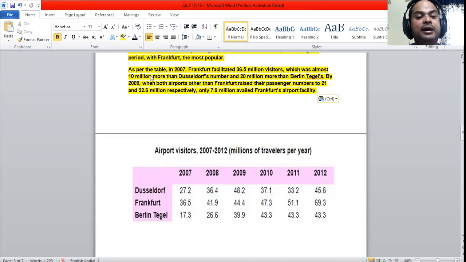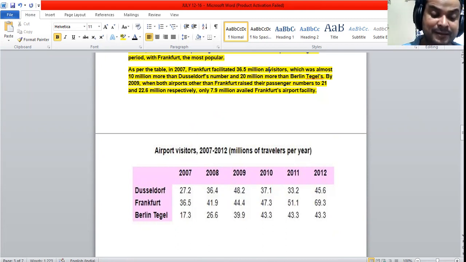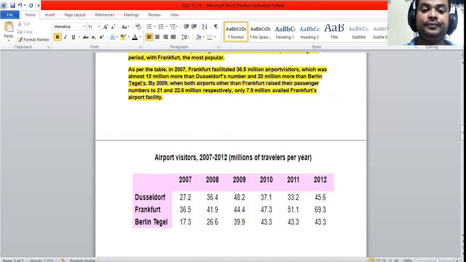Okay. So as per the table, in 2007, Frankfurt facilitated 36.5 million airport visitors. Okay, fine. No issues if you write visitors there because Frankfurt is an airport. So the visitors to the airport usually come to travel. That's what we call it, airport visitors, here in the title itself. It is given there. So that's why I use visitors there instead of passengers. That's it. Which was almost 10 million more than Dusseldorf's number.